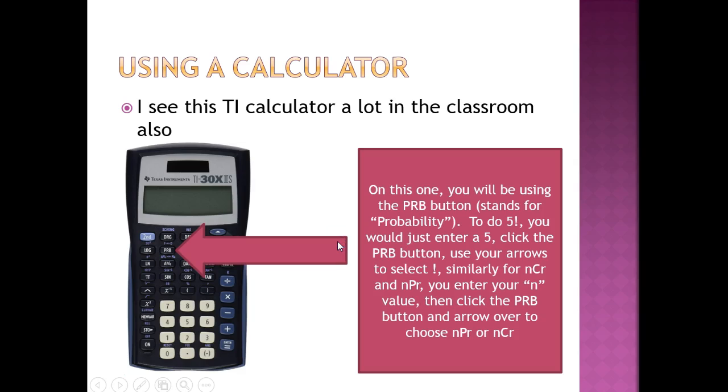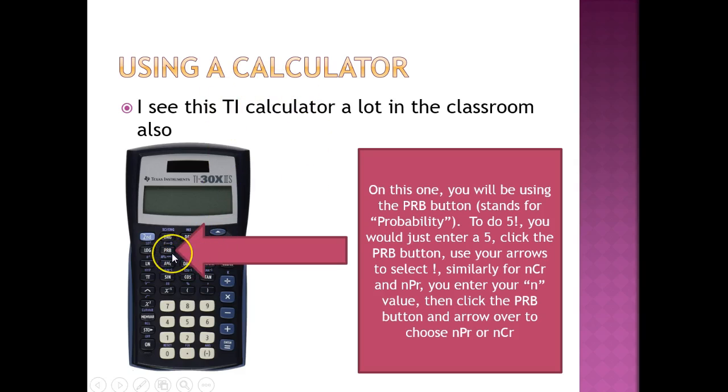Here's another one I see often. This is a TI calculator. It's a scientific calculator that sells for anywhere from $12 to $16. Great little calculator. On this one, though, you'll say, I don't have a factorial. I don't have a permutation button. I don't have a combination button. Yeah, you do. This one's awesome, too.